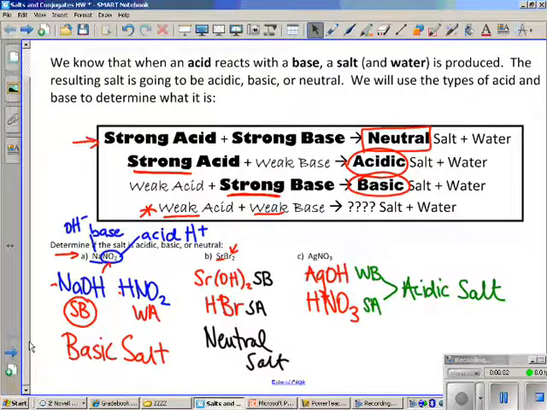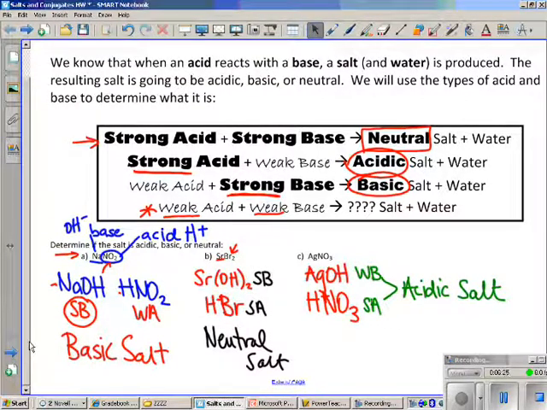Okay. So again, take your salt, break it into its two pieces, crisscross OH with the first ion, and then crisscross H+ with the second ion, and you'll end up with your acid and your base that made it. It's kind of like working backwards, really, is what you're doing. Okay? So that's how you determine whether or not your salt is acidic, basic, or neutral.